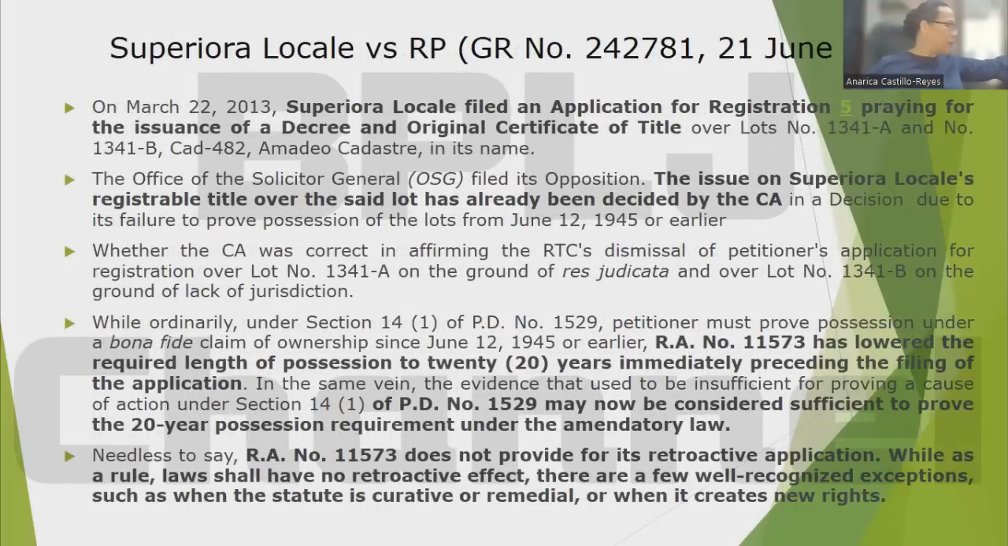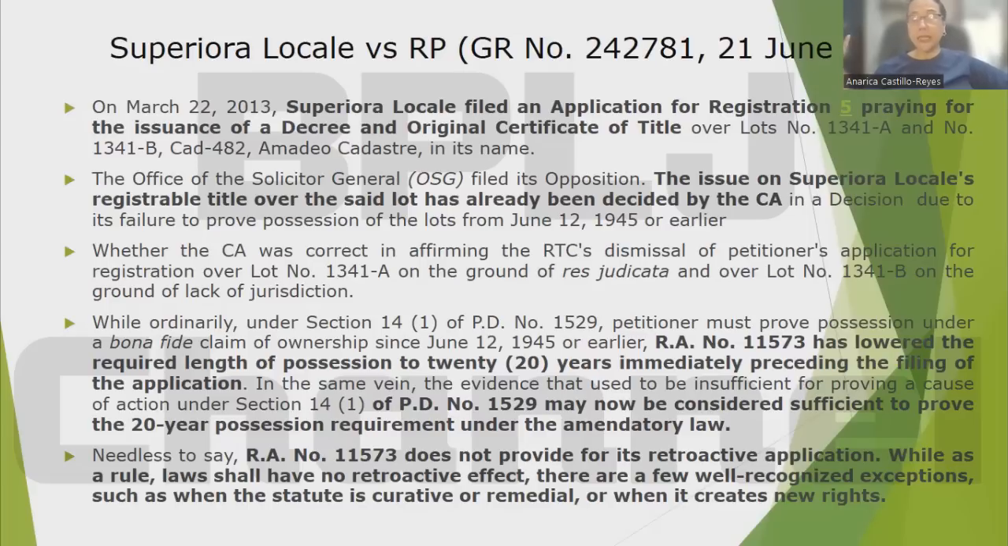Okay. So the case of Superiora Local versus Republic is also an exception to the prospective application of laws. Why? Because the statute, which was given retroactive application, created new rights. So if it creates new rights, unless of course it is prejudicial to the rights of another which have already vested, then it can be given retroactive application. So in this case, Superiora Local filed an application for registration of a land. Previously it was dismissed. So it was denied. Then they filed another application.